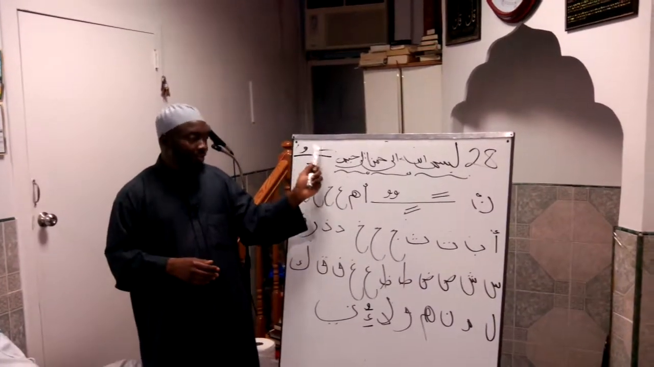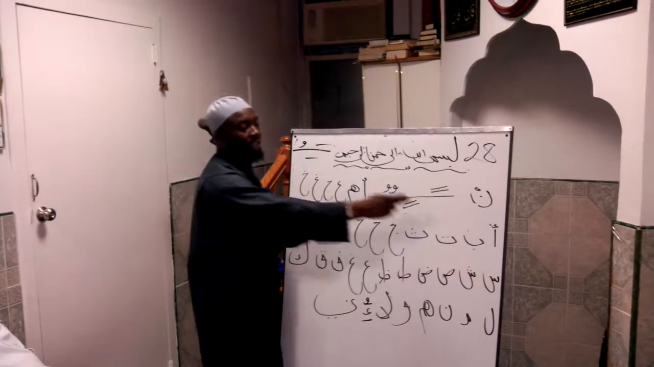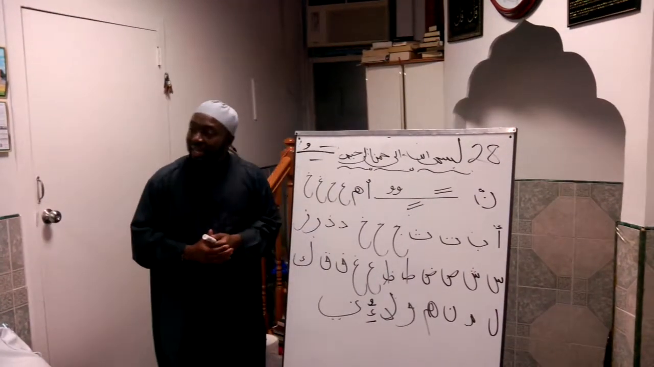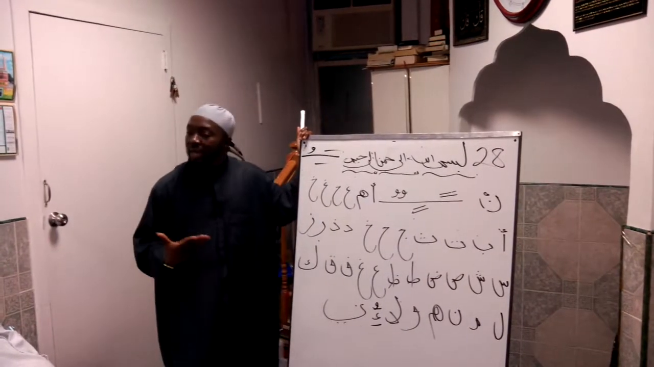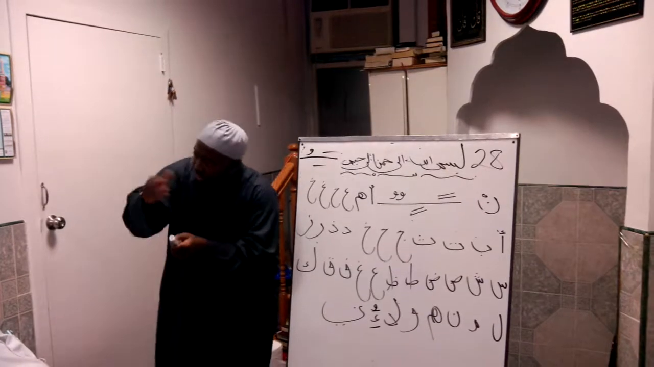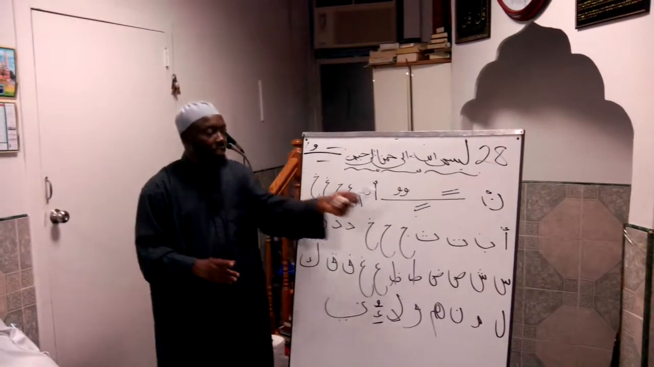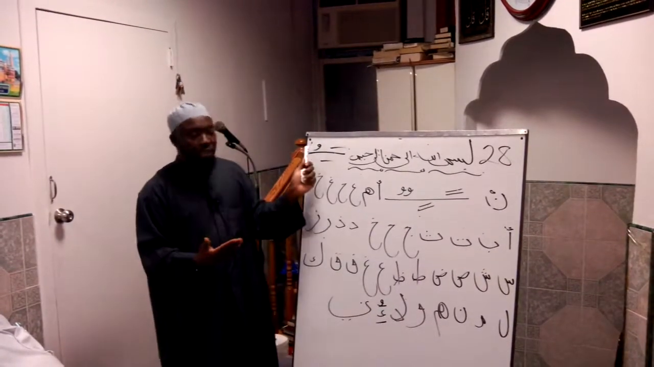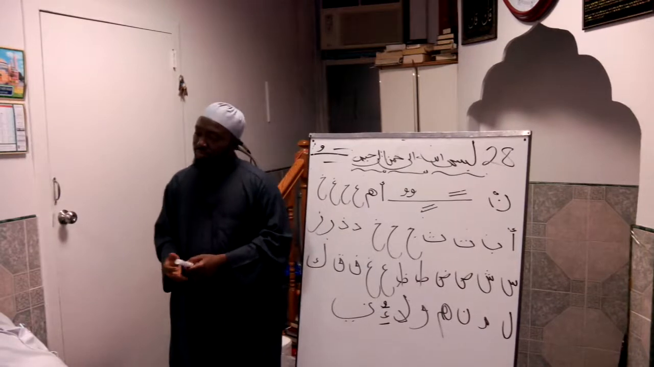The difference between Fatha and Fathatain is that when Fatha is placed here, we say A. When Fathatain is placed here, we say what? An. And you have a noon, an N sound at the end. This is E, and this will give you in. This will give you U, and this would in turn give you what?